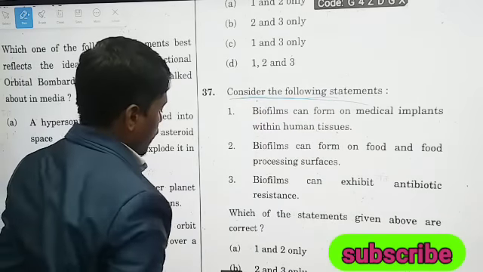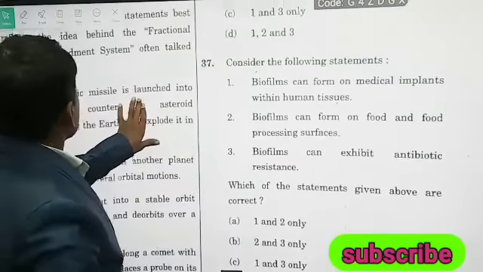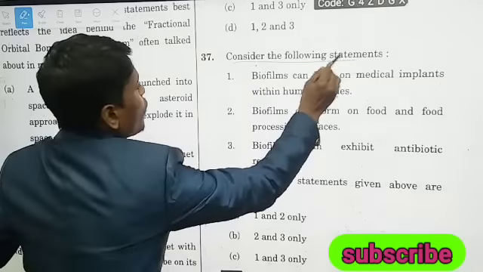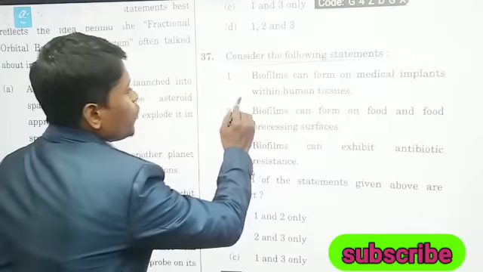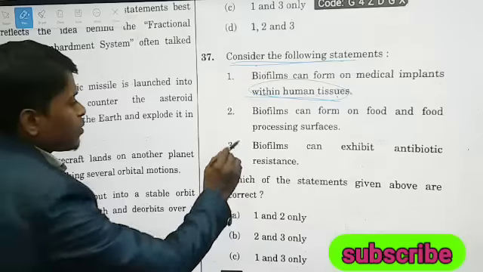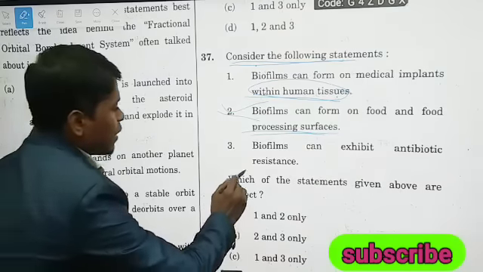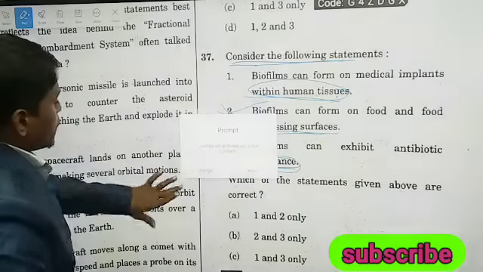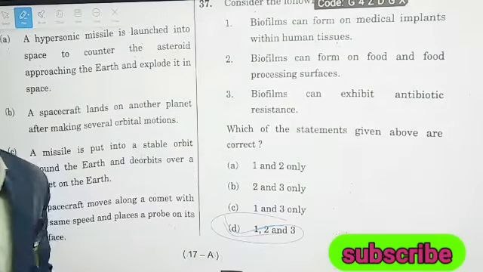Consider the following statements. Biofilm can form on medical implants within human tissues. Biofilm can form on food and food processing surfaces. Yes. Biofilm can exhibit antibiotic resistance. Yes. Correct option D.